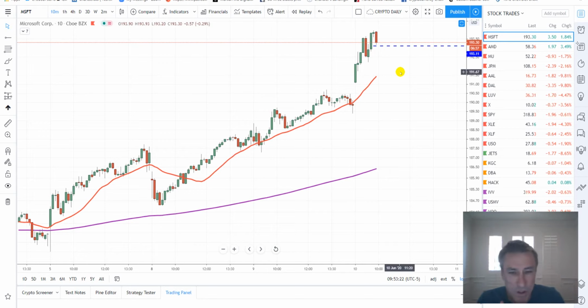Alright guys, here we go. Looking at the 10-minute chart of Microsoft here. Each candle is 10 minutes of price action. I have about 6 more minutes left on this candle.